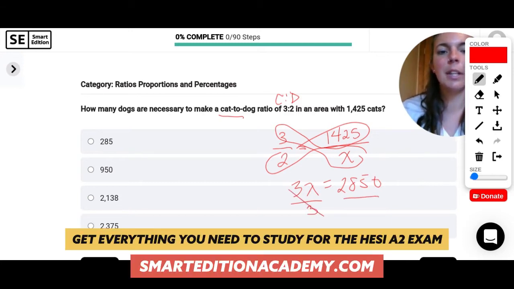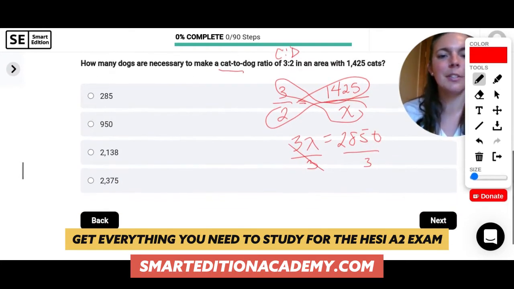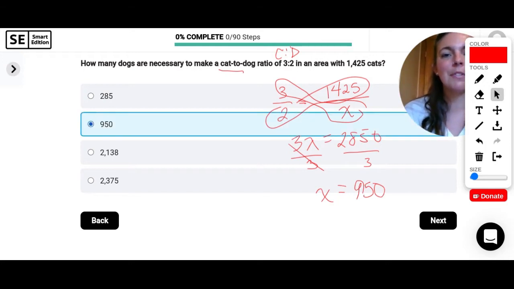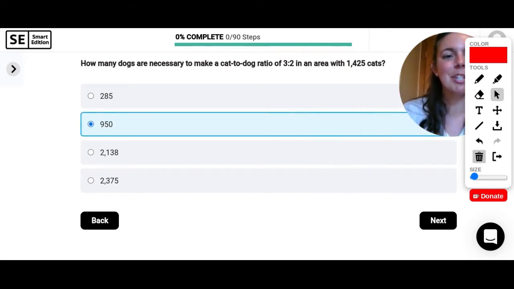You can use a calculator, so make sure you are using a calculator to save yourself some time. Last step is just to divide by 3, and you will find that x equals 950, so there will have to be 950 dogs to maintain the same ratio.